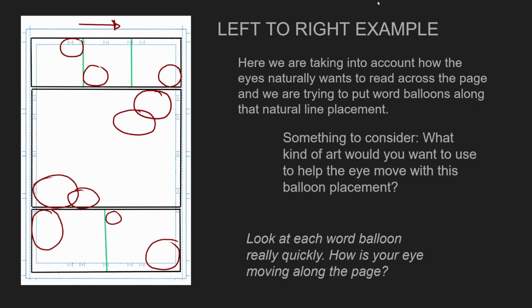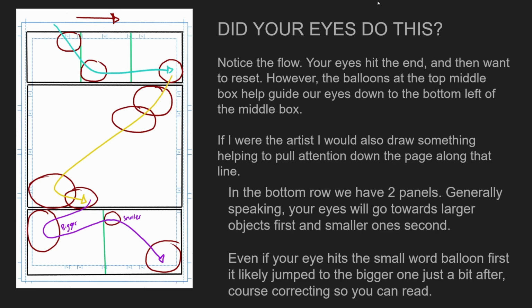Adding word balloons changes the formula. Your eye does still want to start in the top left corner and reset when it gets to the bottom right. But as soon as we add balloons, it's now trying to start following those balloon placements as well. You'll notice you get to the end of that bottom one, and your eye starts to flow down through those next bubbles in the next one rather than immediately jumping back to the top corner. Did your eyes kind of do something like this?